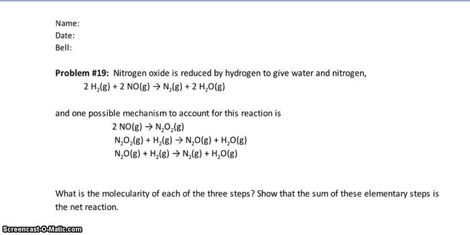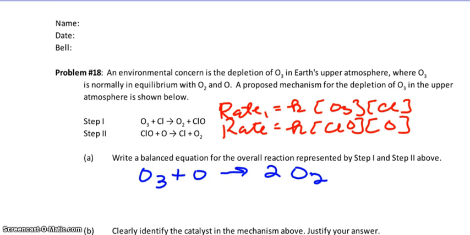All right, so if you will, go back. Well, let's read the problem. Nitrogen oxide is reduced by hydrogen to give water and nitrogen, and there's the equation. And one possible mechanism to account for the reaction is, and there's your 3 steps. So they didn't actually identify them as step 1, step 2, step 3, but there they are. And what is the molecularity of each of these 3 steps? Show that the sum of the elementary steps is a net reaction. And that's, again, Hess's law. But to answer the first part, let's jump back into our notes.